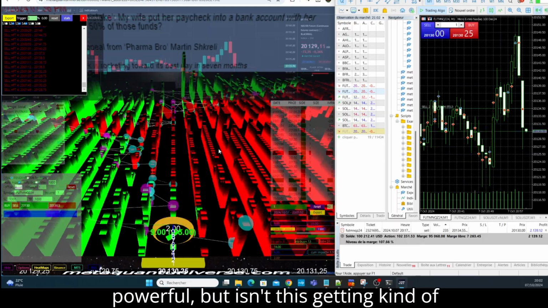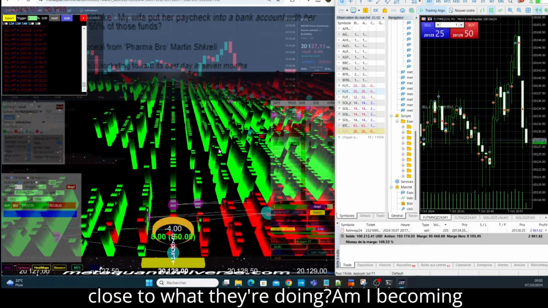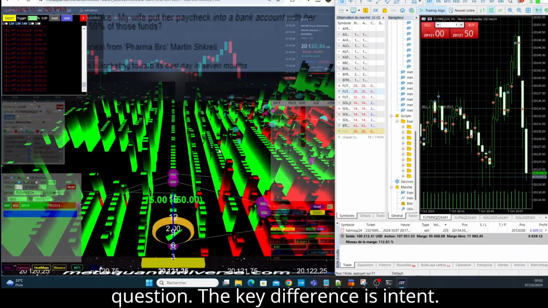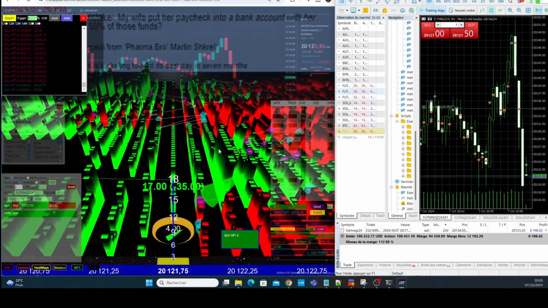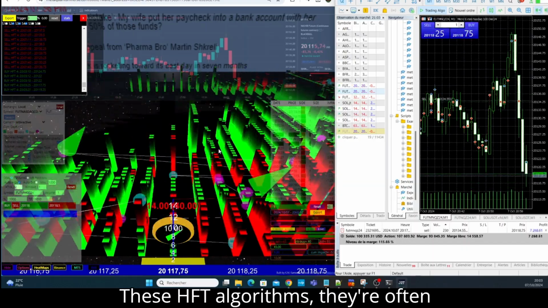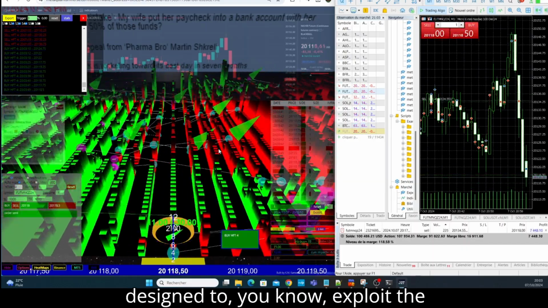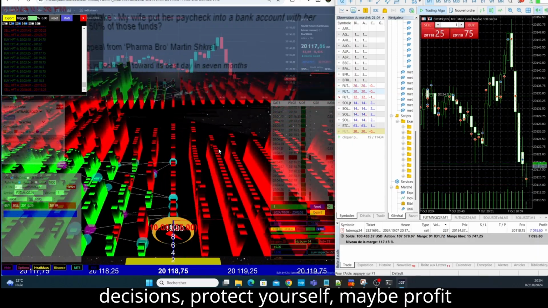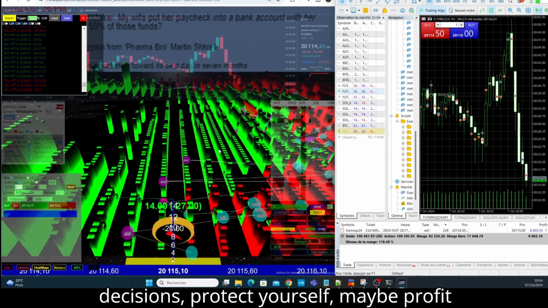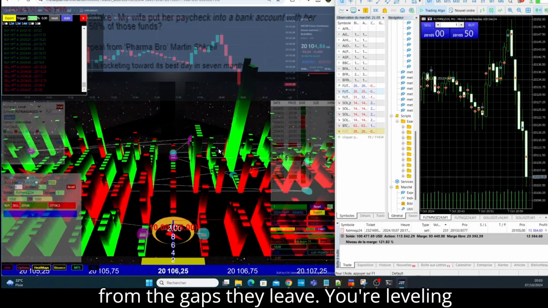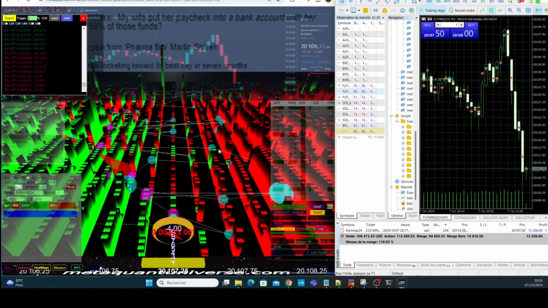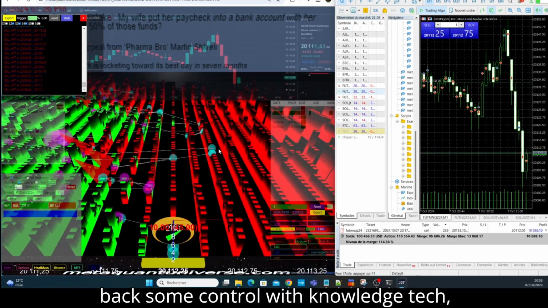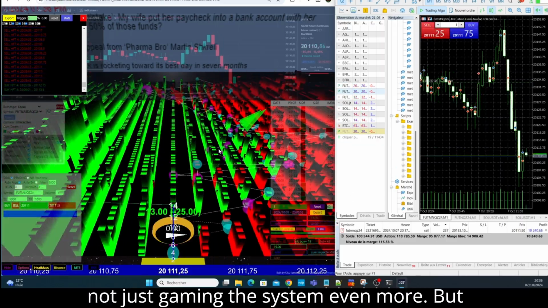But isn't this getting kind of close to what they're doing? Am I becoming the high-frequency trader now? It's a good question. The key difference is intent. These HFT algorithms are often designed to exploit the market, take advantage. You're using this knowledge to make smarter decisions, protect yourself, maybe profit from the gaps they leave. You're leveling the playing field, not rigging it more. That makes sense. It's about taking back some control with knowledge and tech, not just gaming the system even more.